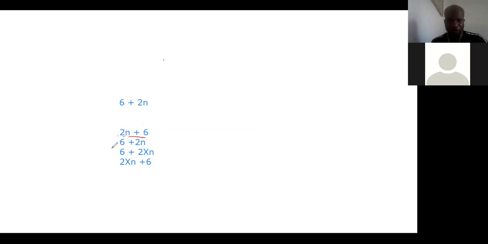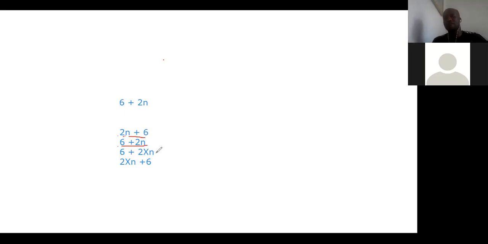What if n is 5 here? 2 times 5 is 10, plus 6, we get 16. On the other one, 6 plus 2 times 5 is 10, plus 6 gives 16. 2 times n, where n is 5, gives 10, plus 6, we still get 16. So we have not changed the value of the expression.